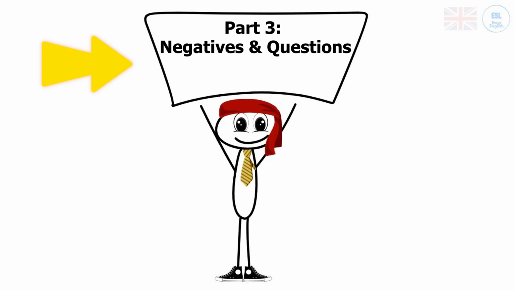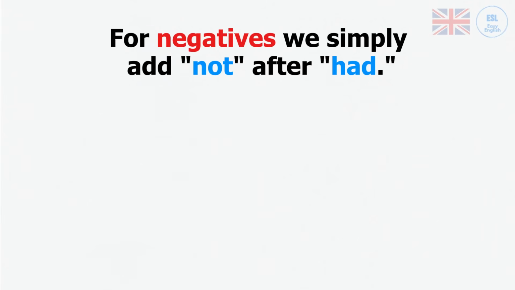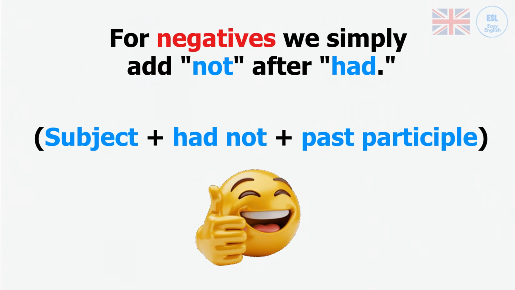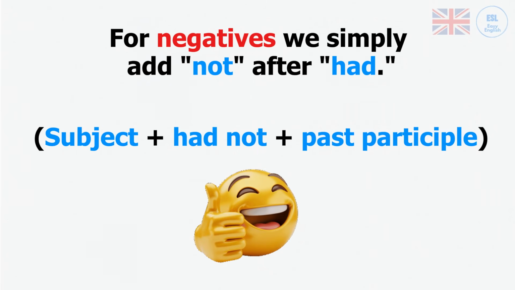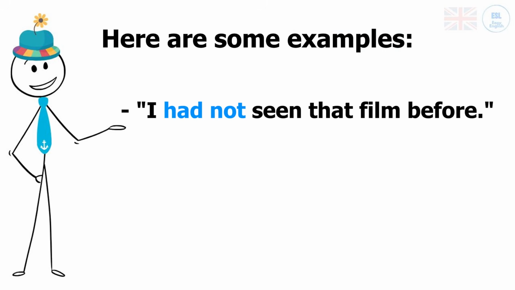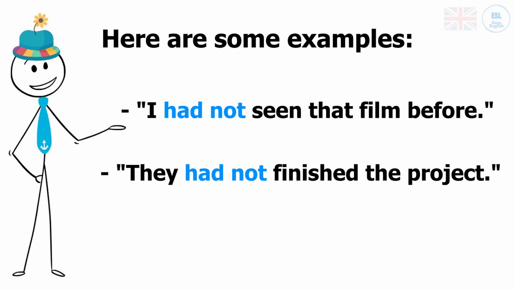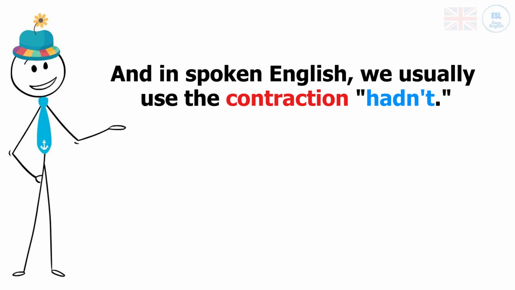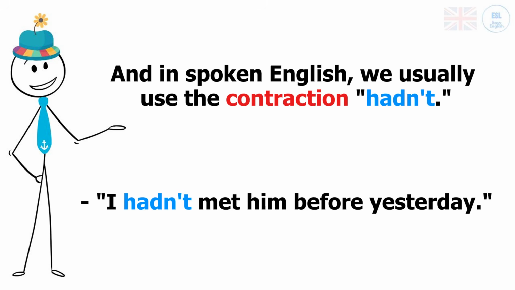Part 3. Negatives and questions. For negatives, we simply add not after had. Subject plus had not plus past participle. Here are some examples. I had not seen that film before. They had not finished the project. And in spoken English, we usually use the contraction hadn't. I hadn't met him before yesterday.